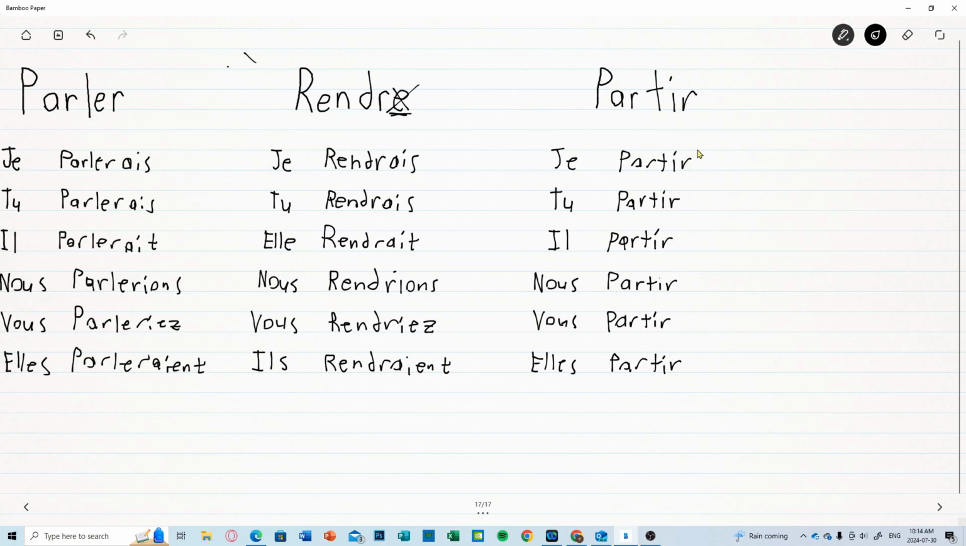And our final one is IR verbs, which is the same as ER. All you have to do is add the endings to the end of them, and you're all done. IONS, IEZ, and AIENT.